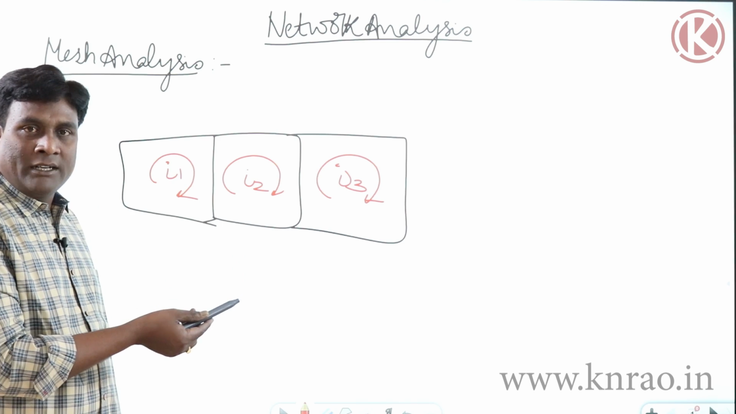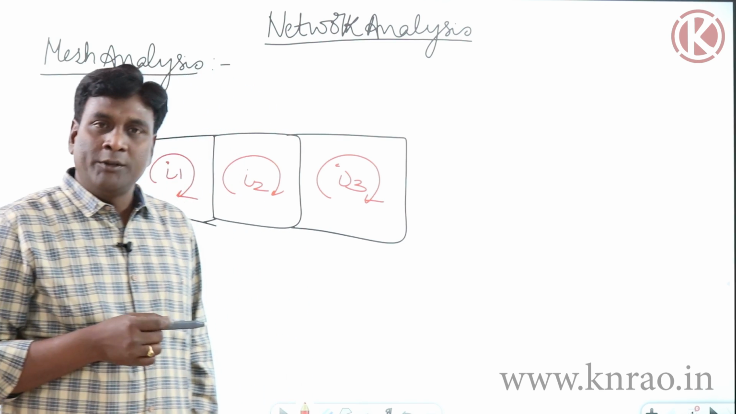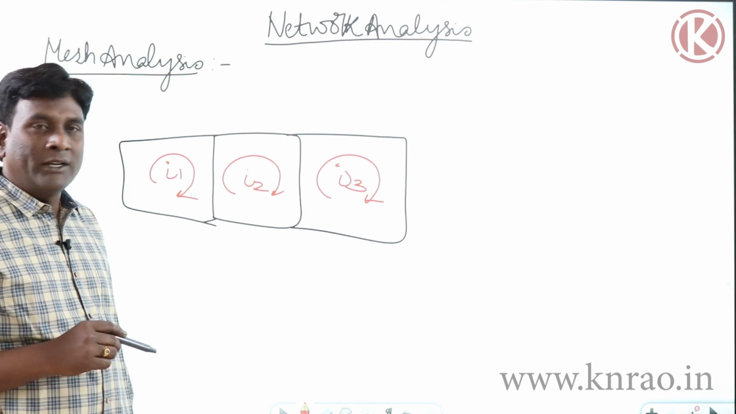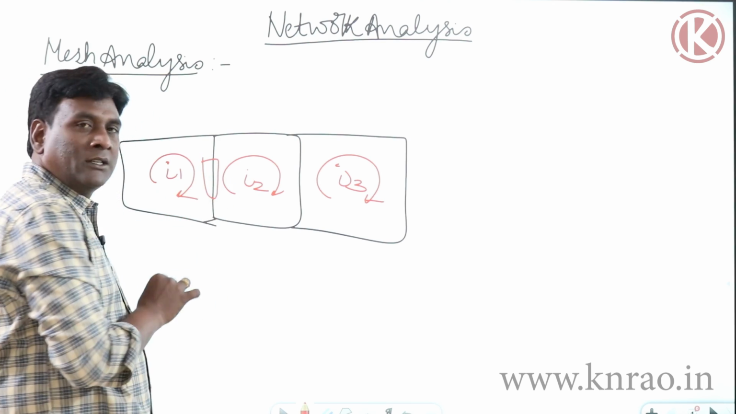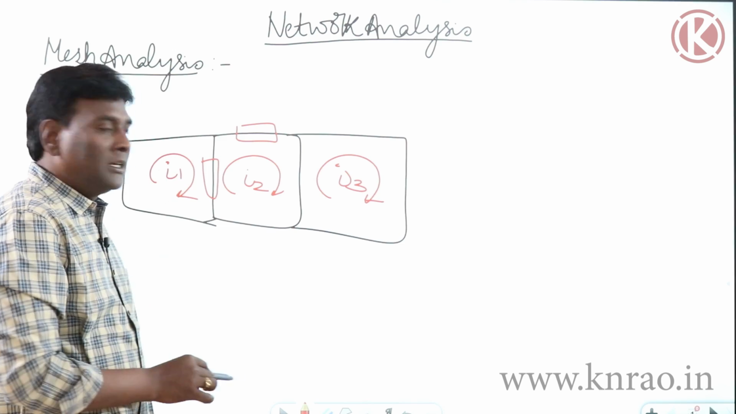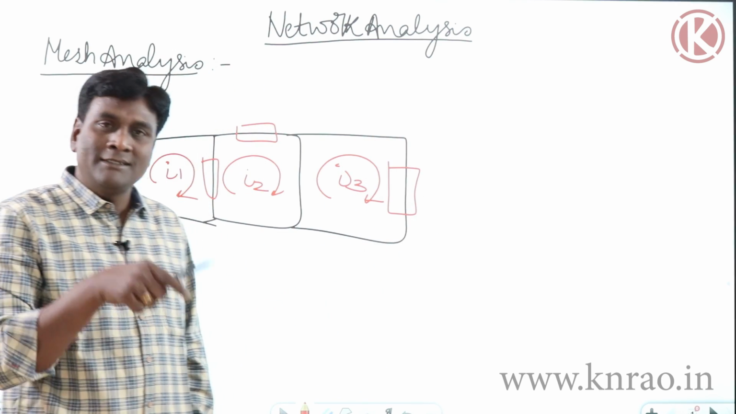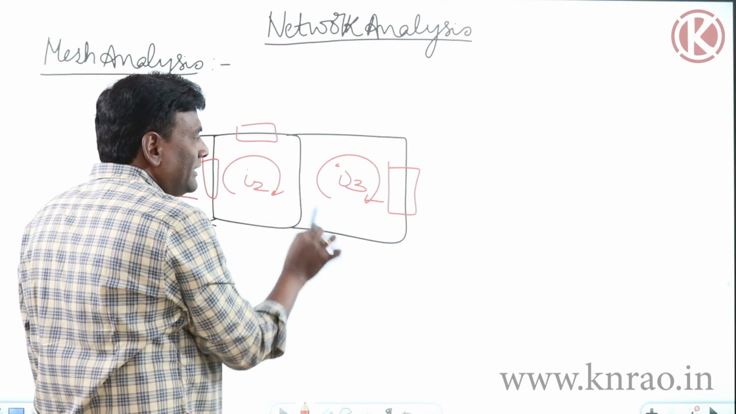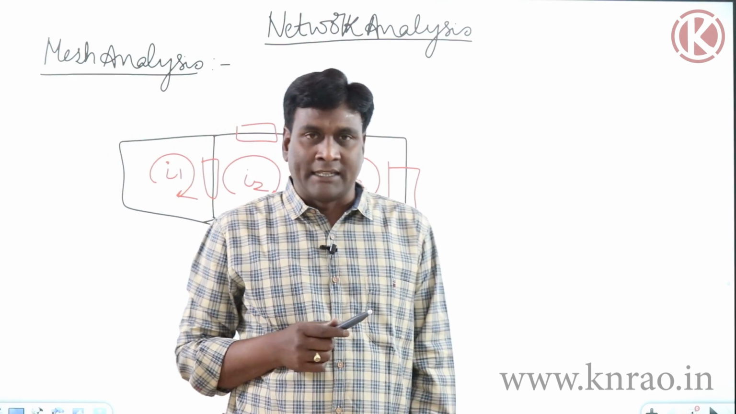3 equations have to be written, and those 3 equations we have to solve in order to find I1, I2, I3. Once you find I1, I2, I3, automatically you will be able to find the current flowing through this branch, or the voltage across this branch, or the power absorbed by this branch. Anything can be found. That means the analysis is completed, we can say. Application of KVL in a closed path inside which there should not be any closed path is nothing but mesh analysis.